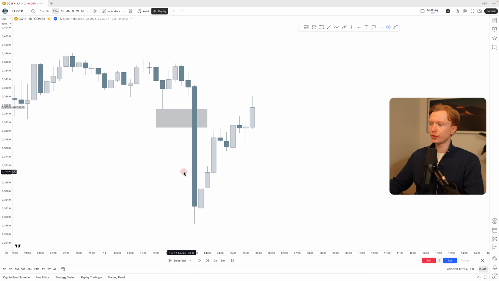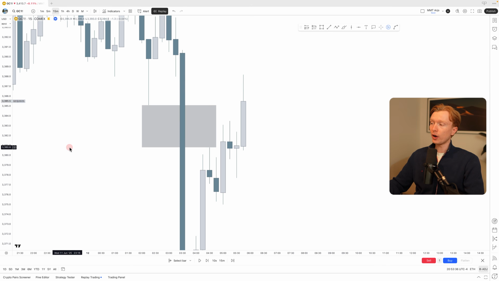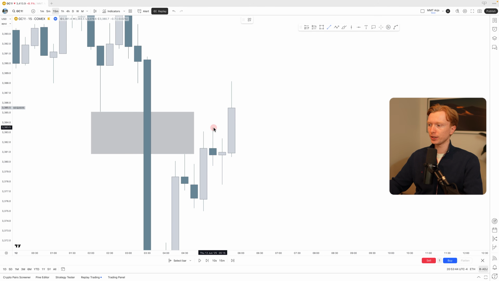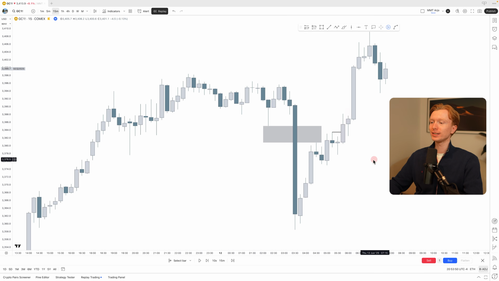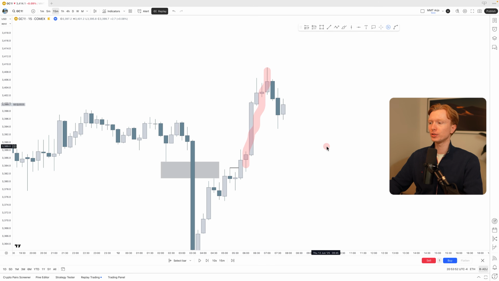So if we now go into the 15-minute right here, where we are going to be a bit more advanced because we're going to use 2 candle rejection, 1 time frame below. 1 hour fair value gap, 15 minutes, 2 candle rejection. This right here is the 2 candle rejection high. Here we start running the 2 candle rejection high. That is where price is very interesting to then continue higher.